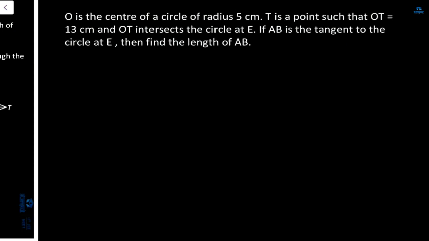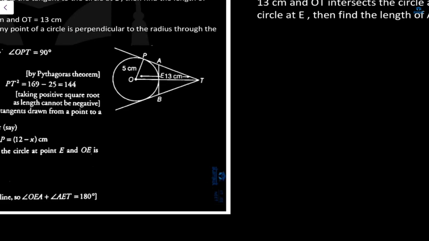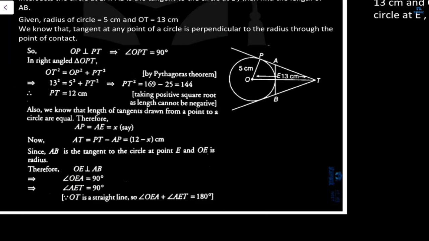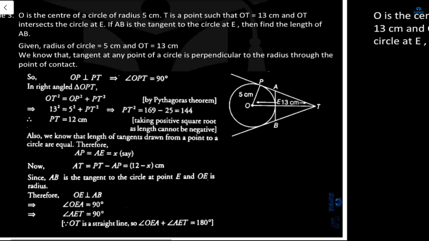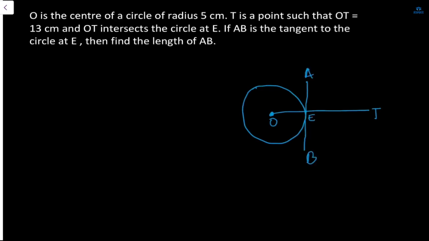O is the center of the circle of radius 5 centimeter. T is a point such that OT is equal to 13 centimeter, and OT intersects the circle at E. Will the figure be mentioned? No, the figure is not mentioned in the question. The figure is there, ma'am. Figure: T is a point so that OT is equal to 13 centimeter, and it intersects the tangent of the circle.